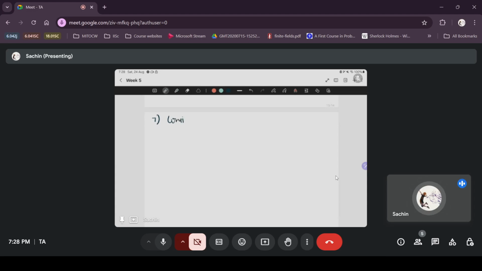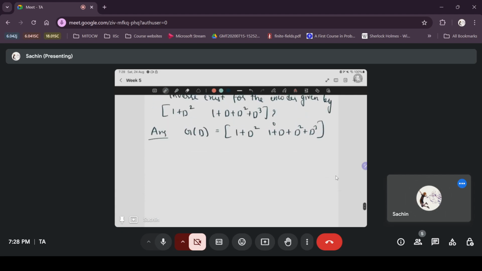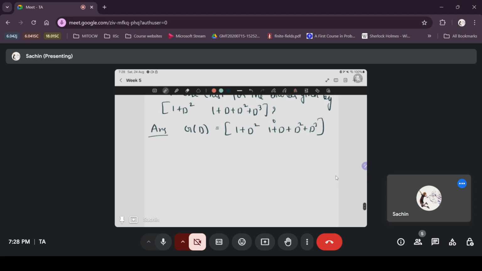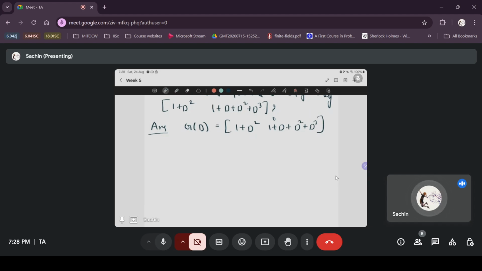So question 7, consider the 2 1 2 non-systematic feed-forward encoder. Okay, here, right, what I said earlier was right. So the inverse will exist. One condition we can check is if the GCD of these two is a power of D.